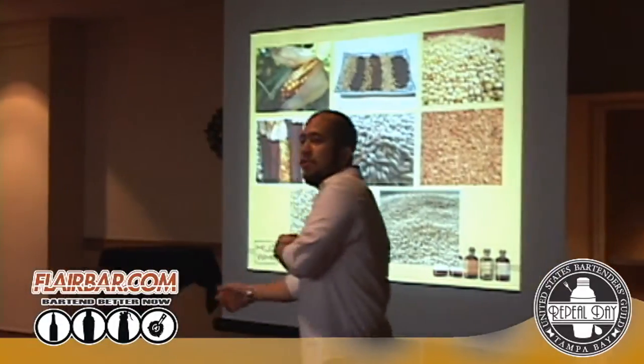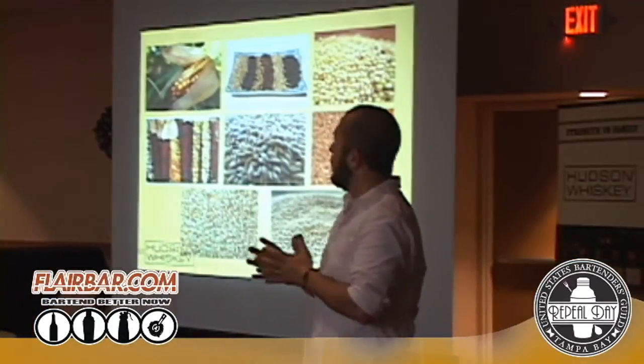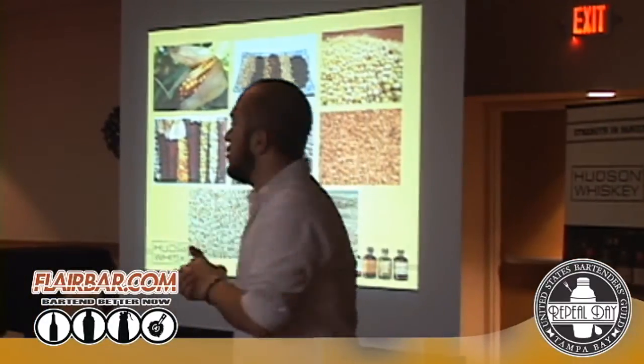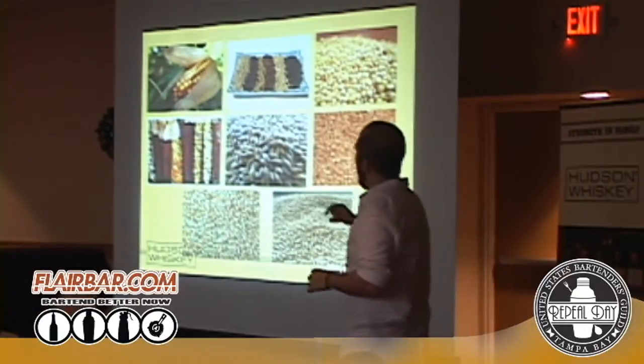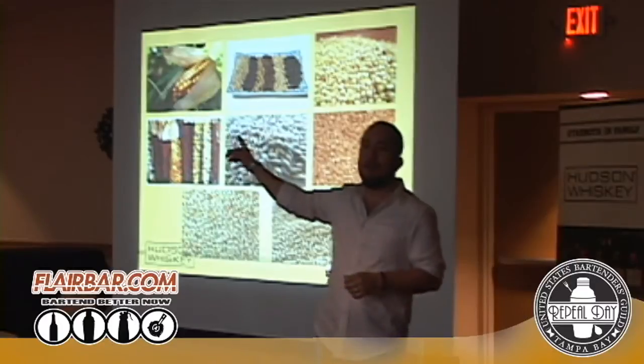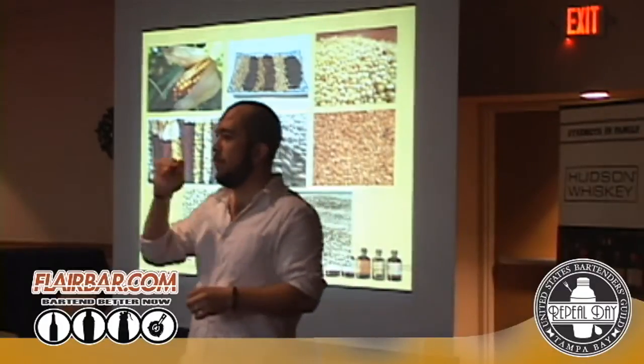So, how do you find those sugars? How do you get to those sugars? There are a variety of different grains that you can use. Just some pictures of the grains, the typical grains that are used for whiskey. I threw in some heirloom varietals of corn there, because we actually use some heirloom varietals.